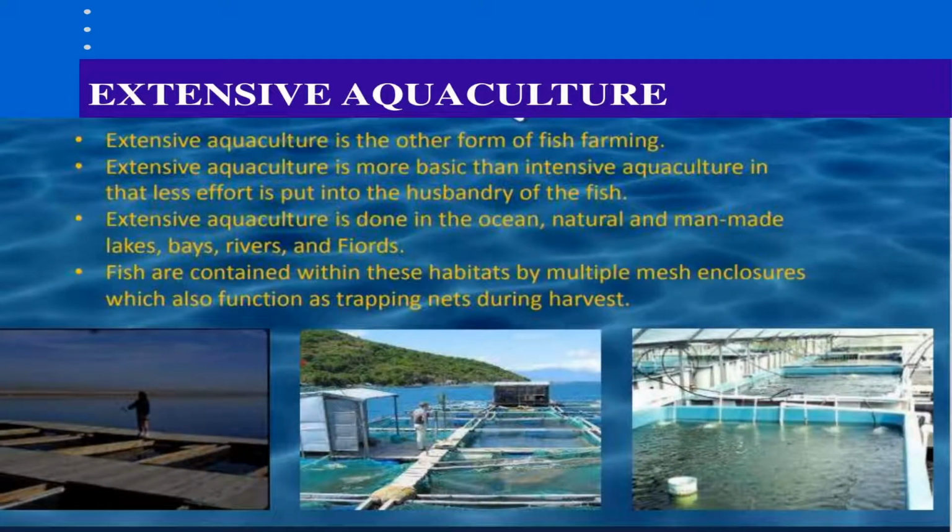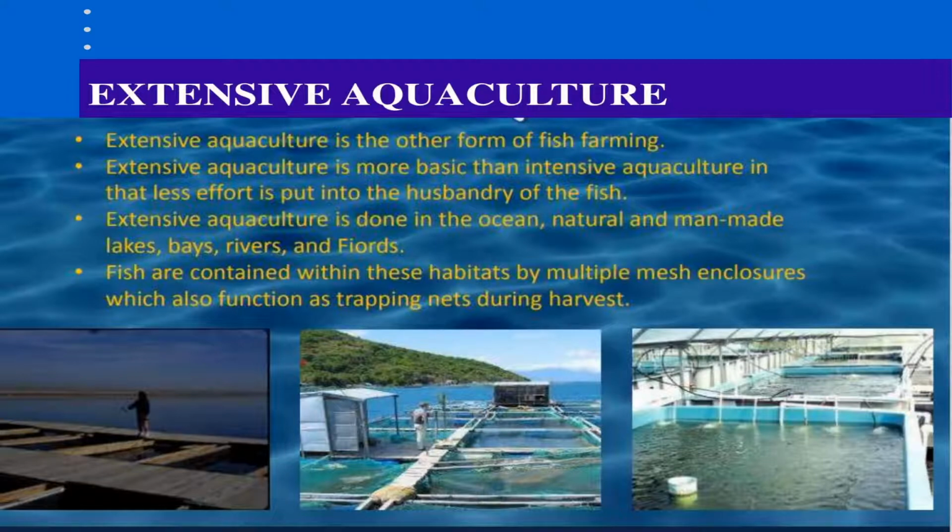Extensive aquaculture is the other form of fish farming. Extensive aquaculture is more basic than intensive aquaculture in that less effort is put into the husbandry of the fish. Extensive aquaculture is done in the ocean, natural and man-made lakes, bays, rivers, and fjords. Fish are contained within these habitats by multiple mesh enclosures, which also function as trapping nets during harvest.